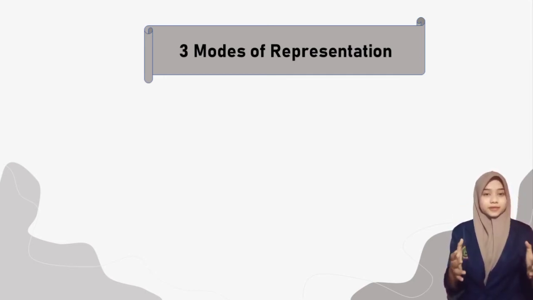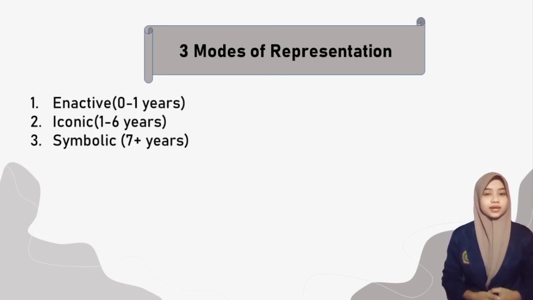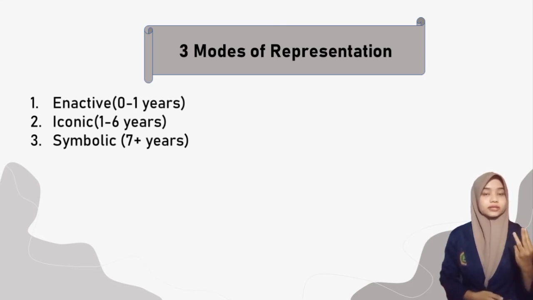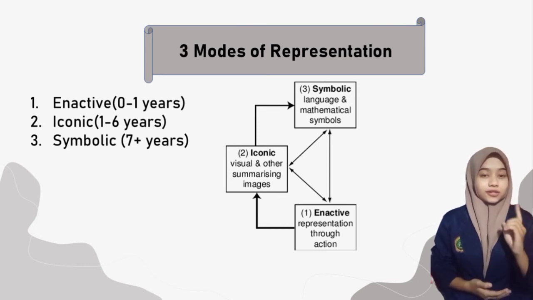Ladies and gentlemen, Bruner's three modes of representation emphasize cognitive development. It emphasizes the way humans interact in the natural environment and describes experiences in that. According to Bruner, cognitive development also goes through three stages that are determined by how to view the environment, namely enactive, iconic, and symbolic. The first is enactive, 0 to 1 years.